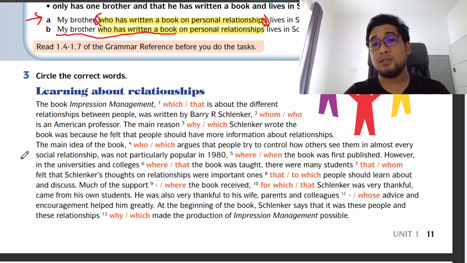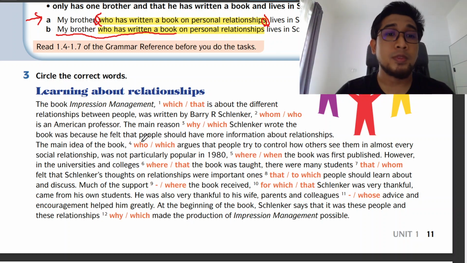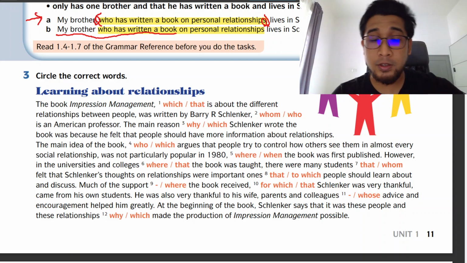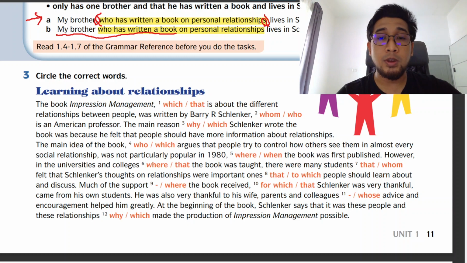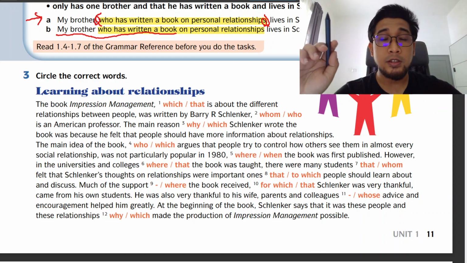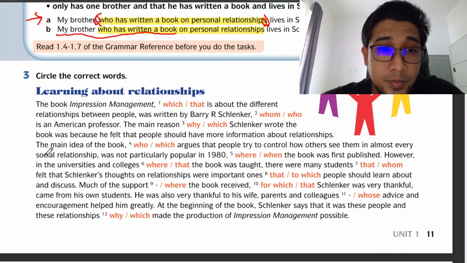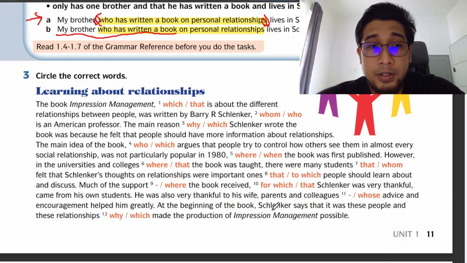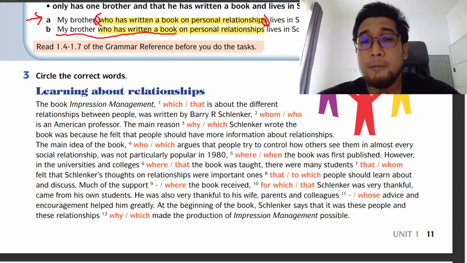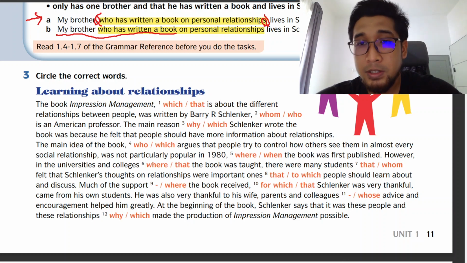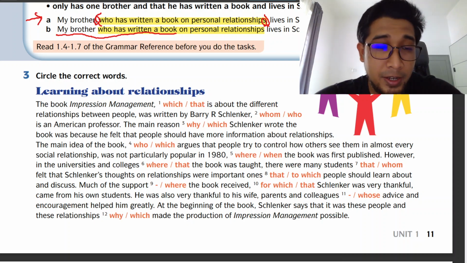Okay, so let's try to do this together. I hope you have finished and you're ready to check your answer. Please make sure that you have, as usual, a red pen to check your answers. Whew, my throat is very dry right now.